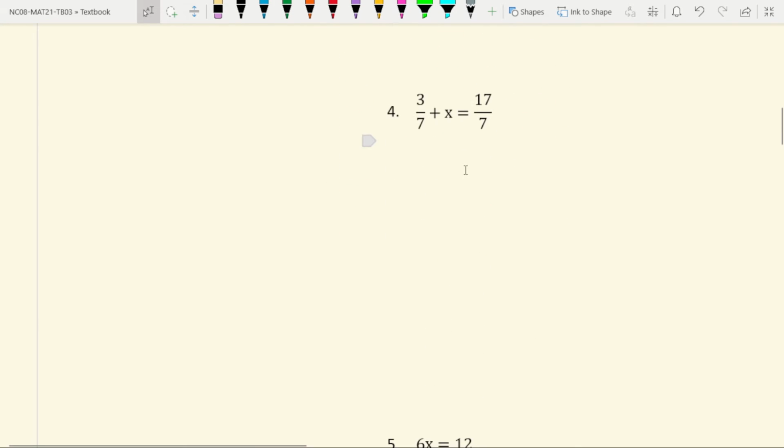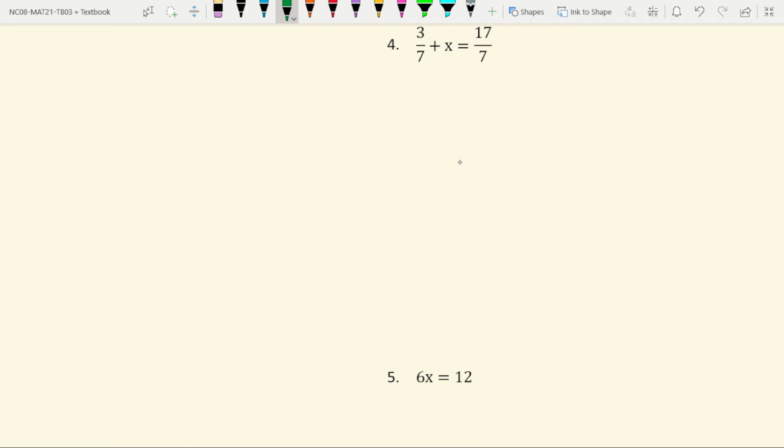So let us solve the next equation now. In the next equation, they have given fractions instead of just pure numbers. Instead of giving numbers, in order to confuse us, they have given fractions. But the solving method is the same. Let me write the equation first. 3 by 7 plus x is equal to 17 by 7.